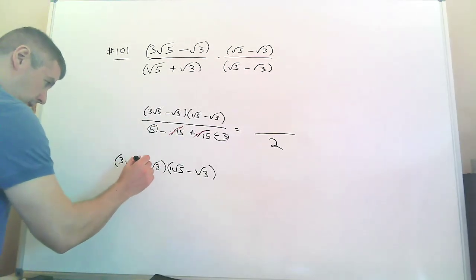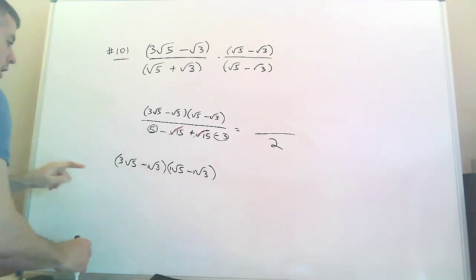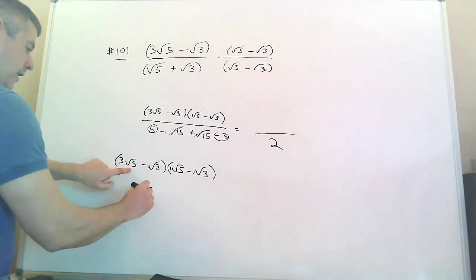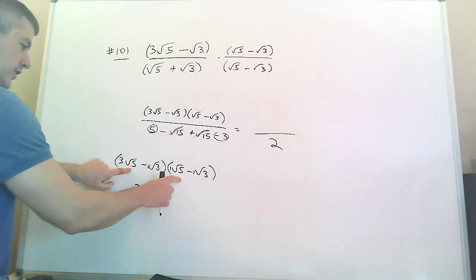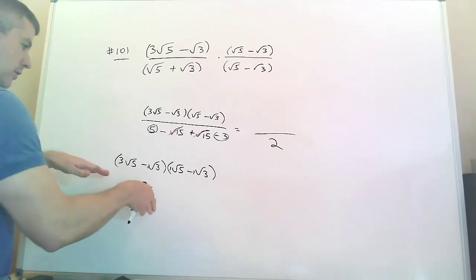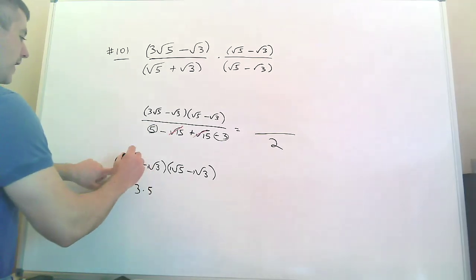So I'm going to put the little ones there. I can't fit them. 3 times 1, 3. Radical 5 times radical 5, 5. If you want to write radical 25 there, you can. But I'm going to do this. We're a little more advanced now.